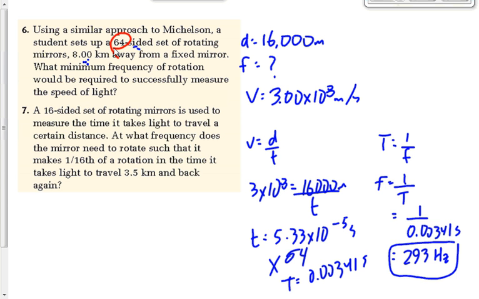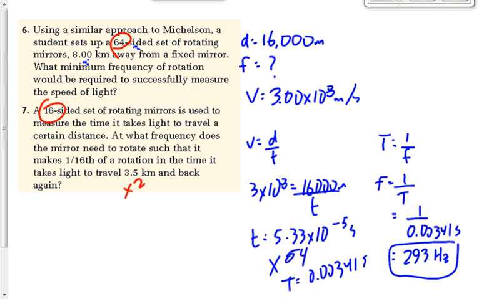Okay, let's take a look at number 7 now. It says a 16-sided set of rotating mirrors is used to measure the time that it takes light to travel a certain distance. At what frequency does the mirror need to rotate such that it makes 1/16th of a revolution in the time that it takes the light to travel 3.5 kilometers and back again? So my distance here is 3.5 kilometers times 2, there and back again.